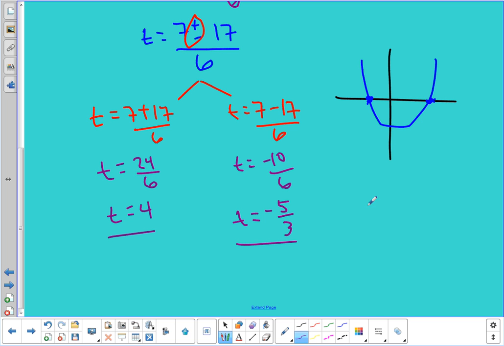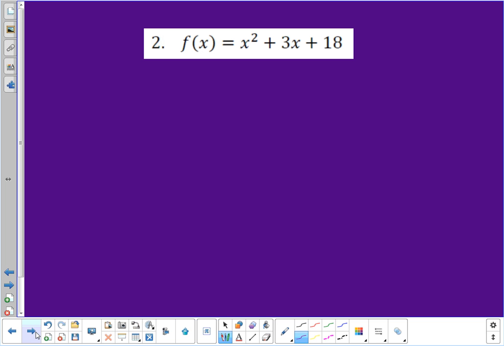So the way I would write this out is just t is equal to negative 5/3, comma 4. It does not matter what order you put them in. I typically go least to greatest, but I wouldn't mark it wrong if you had it switched. All right, let's try the next one, number 2.